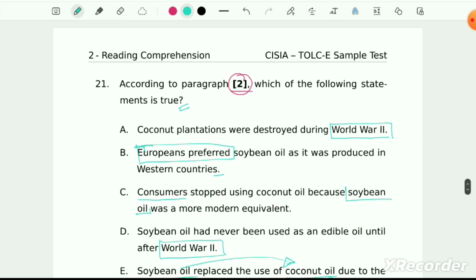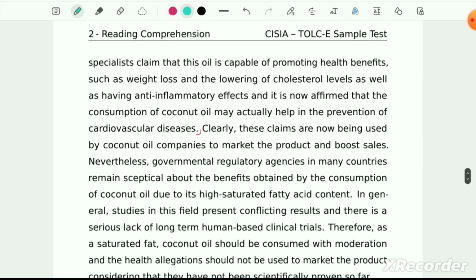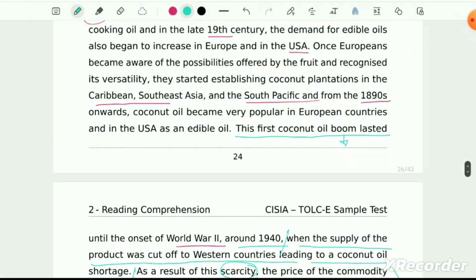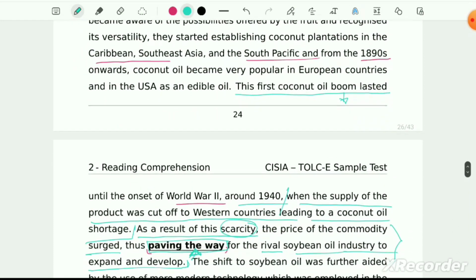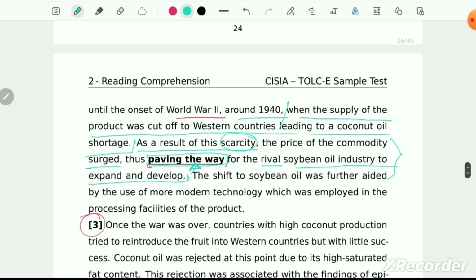Okay, now let's find out the answer. I think we got the answer already from this sentence. This first coconut oil boom lasted until the onset of World War II, around 1940, when the supply of the products was cut off to Western countries, leading to a coconut oil shortage. Okay, so this sentence I already explained.